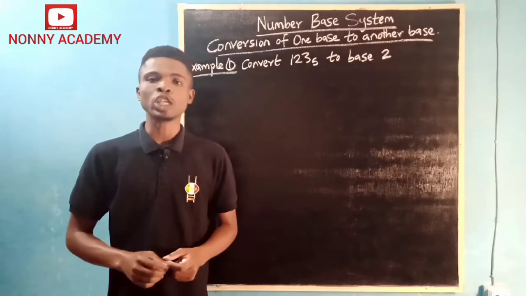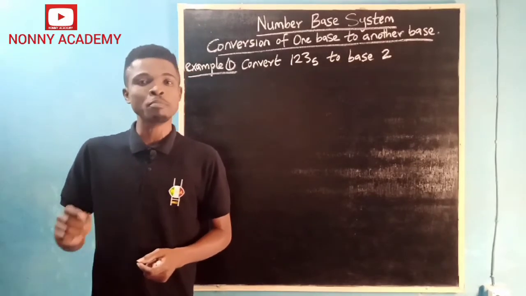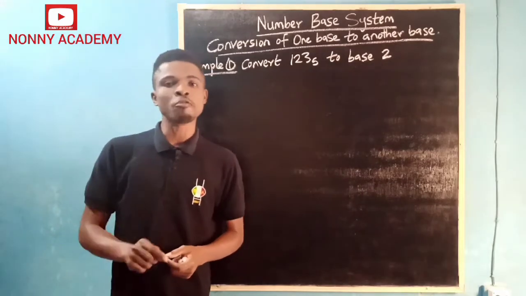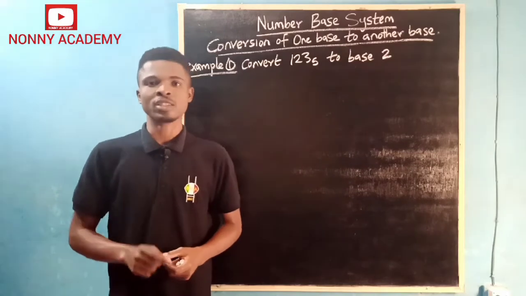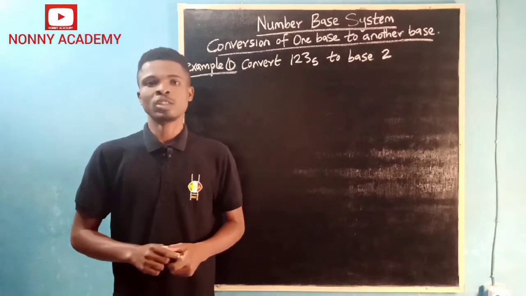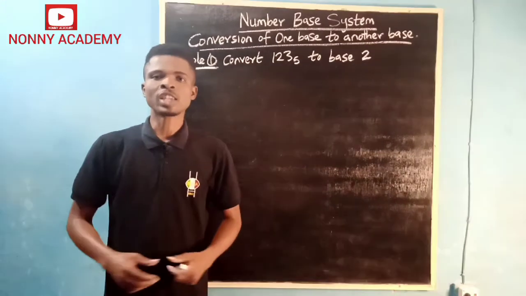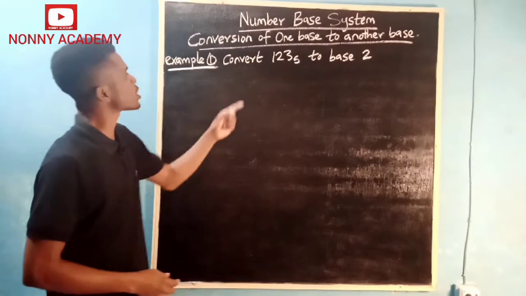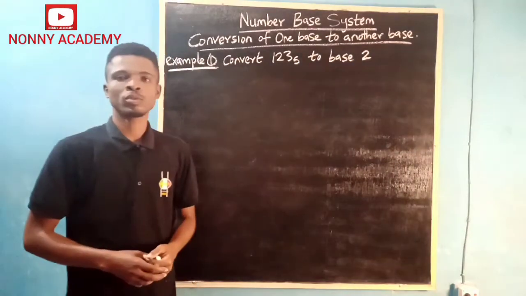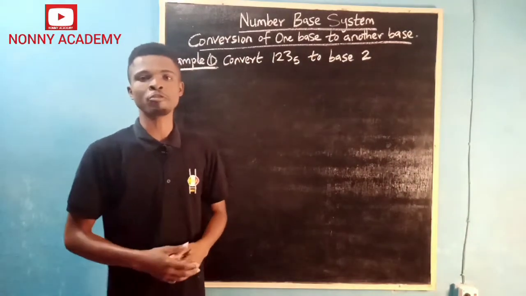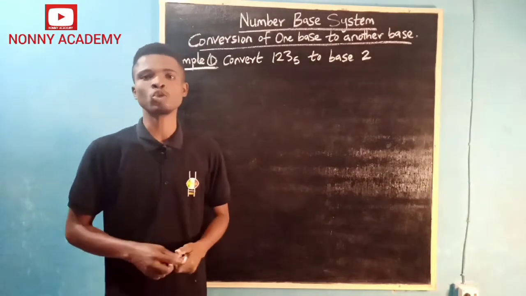All we need to do is to first convert the number given to a number in base 10. Then we convert that number in base 10 to the required base given in the question. Now let's take the first example for a better understanding. Example 1. Convert 123 base 5 to base 2. We are asked to convert a number from base 5 to a number in base 2. Let's take the solution.